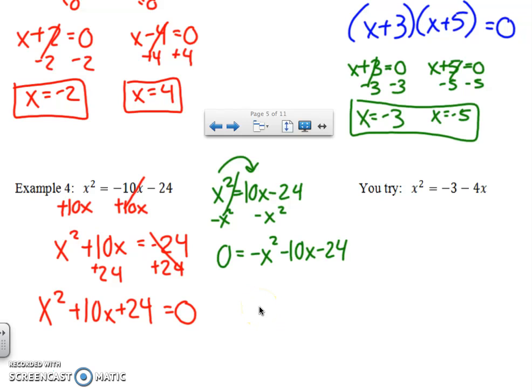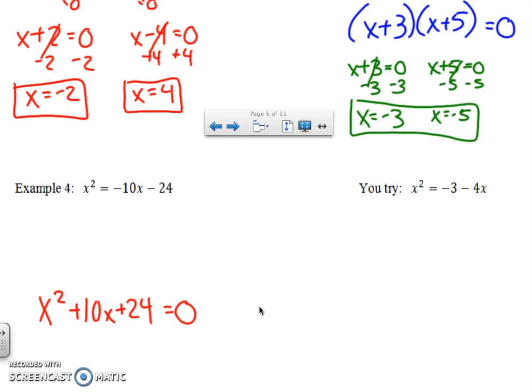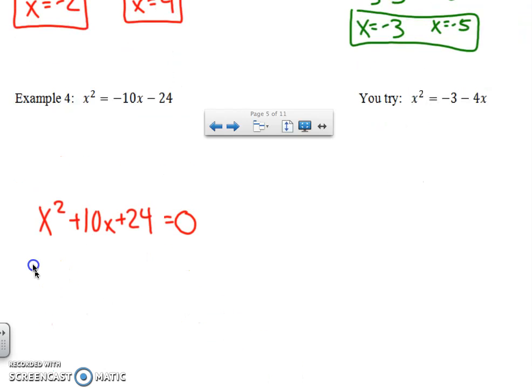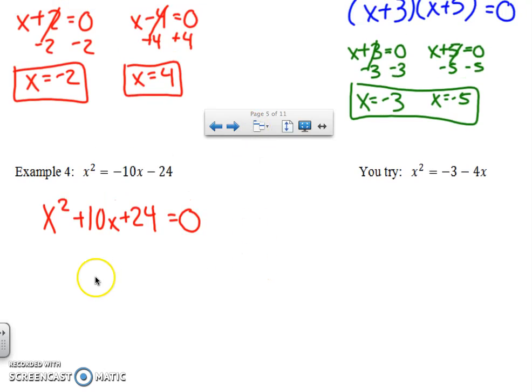So I'm going to go ahead and erase this, and we're going to deal with this problem over here that we just did. So here is my new problem with the terms all on the same side. Okay, so now that the terms are all on the same side, that's when I can do my t-chart. So again, this is a shortcut. I'm going to do 1 times 24 and get 24, and then 10 will be on the right side.